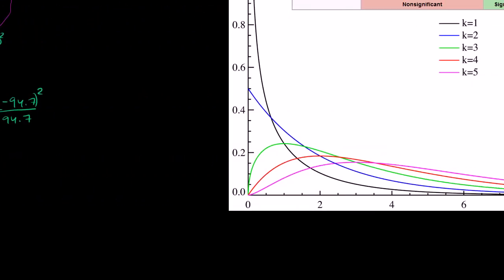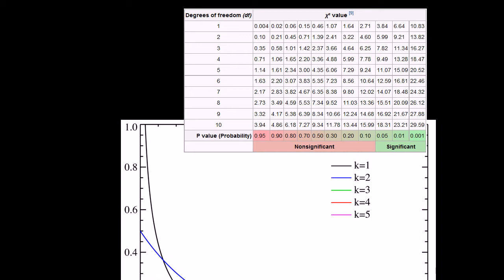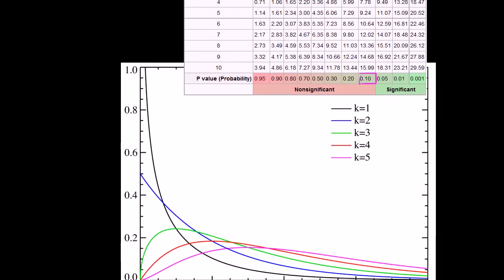So let's just go back. We have 2 degrees of freedom here, and we care about a significance level of 10%. So our critical chi-square value is 4.60. Another way to visualize this is to look at the chi-square distribution with 2 degrees of freedom, that's this blue one over here, at a critical value of 4.60.